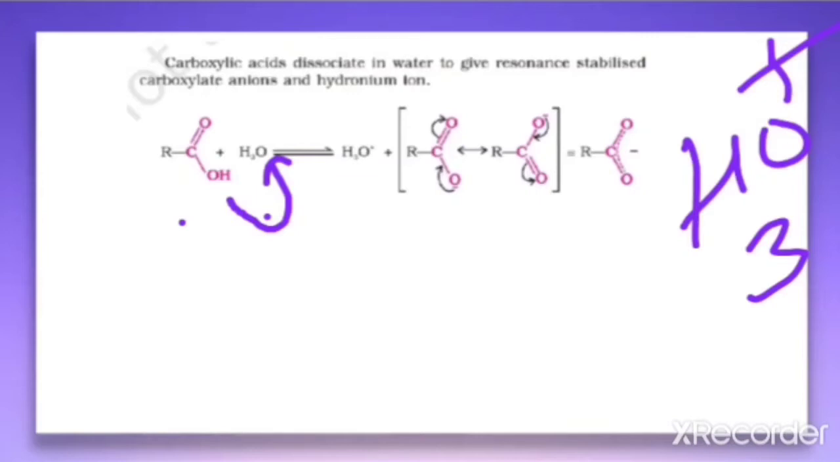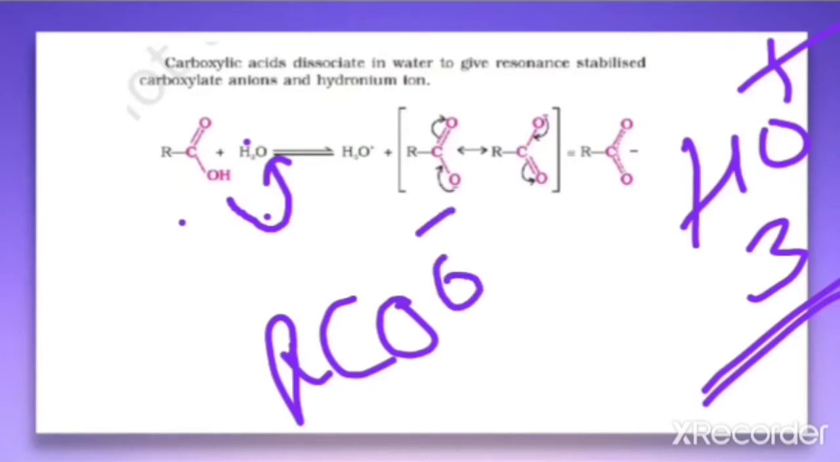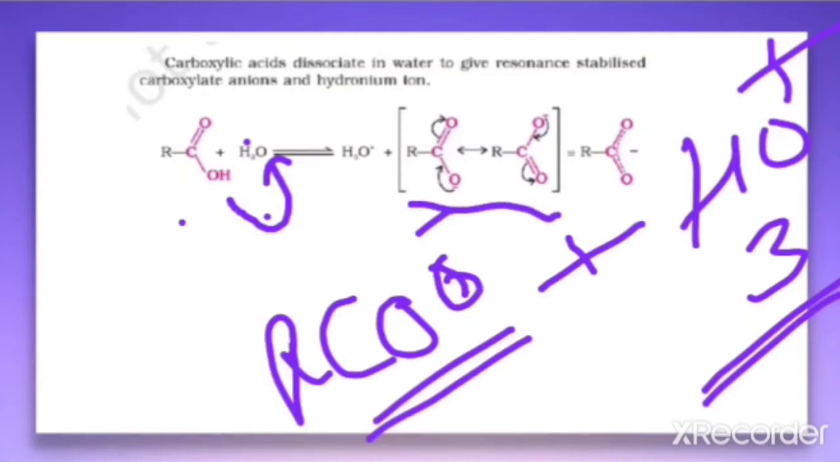According to the Bronsted-Lowry concept, acids donate a proton. That is, RCOOH is donating one H positive to water. So it forms the hydronium ion, that is H3O plus, and there is formation of the carboxylate ion, that is RCOO negative, called the carboxylate ion, plus H3O positive. This carboxylate ion gets resonance stabilized. As you can see, it undergoes resonance, so it gets stabilized by resonance.